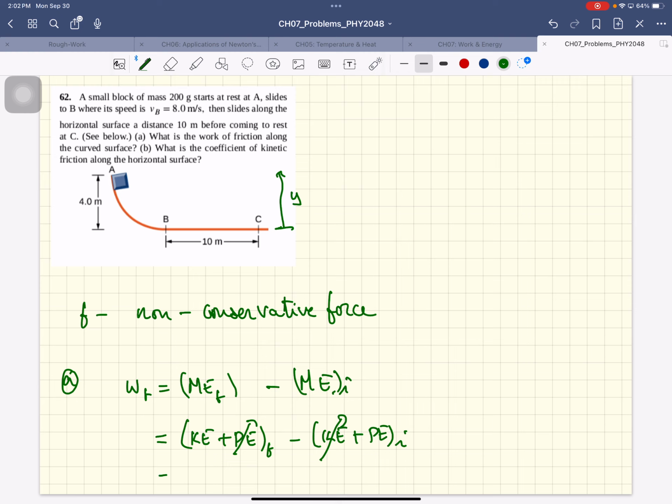So 1/2 mv final square minus initial potential energy, which is mgy initial. So the gravitational potential energy is given by that expression mgy initial. Okay. So that is the work done by the friction force in going from A to B.